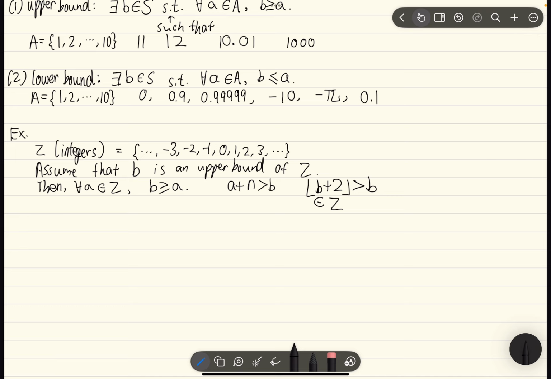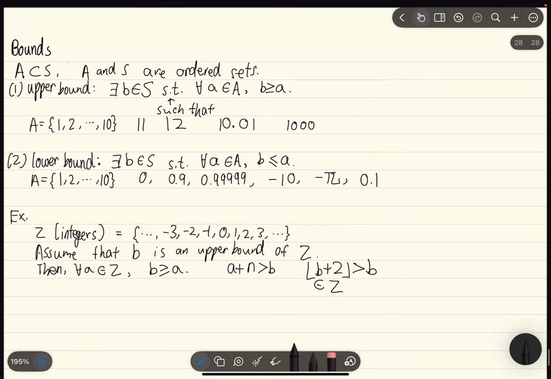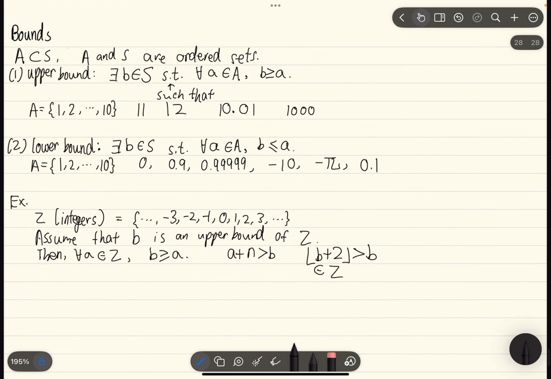Similarly, we can prove that it has no lower bound by proving that for any b that we assume is the lower bound of Z, there will always be a smaller integer, say the floor function of b minus 2. That is going to be less than b, and that is still an integer. So hence, not all sets that are ordered have upper bounds and lower bounds.